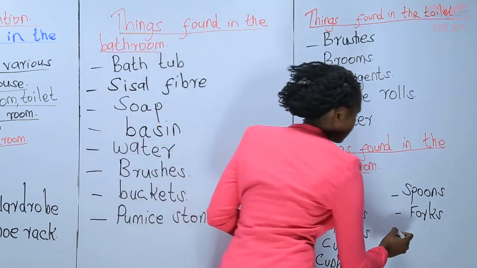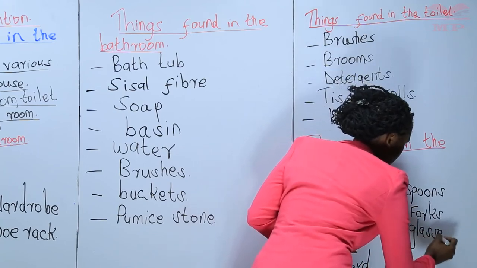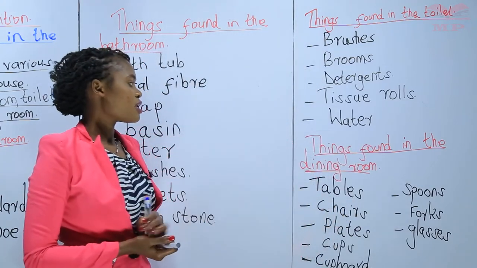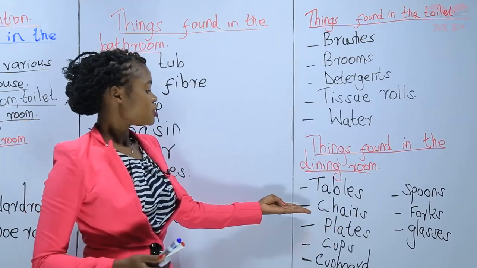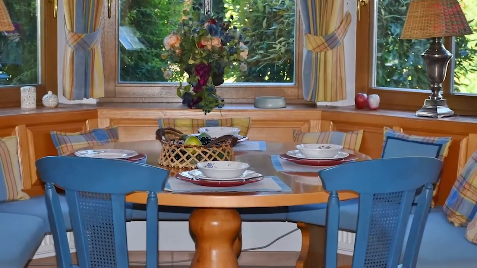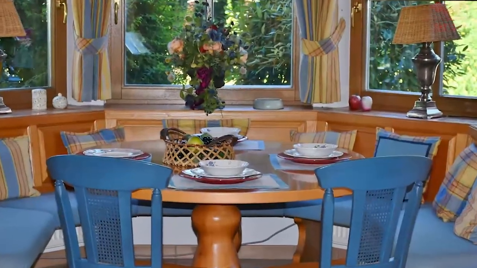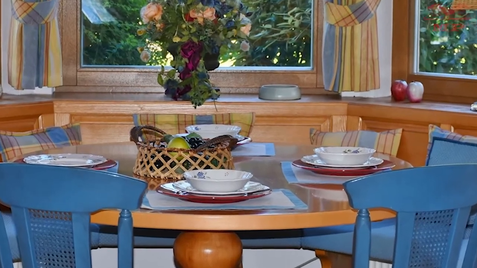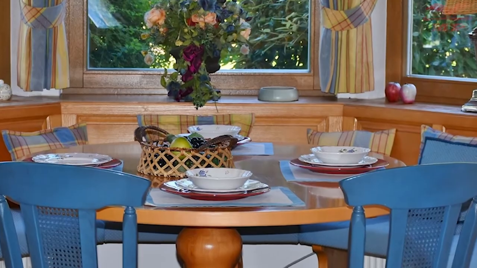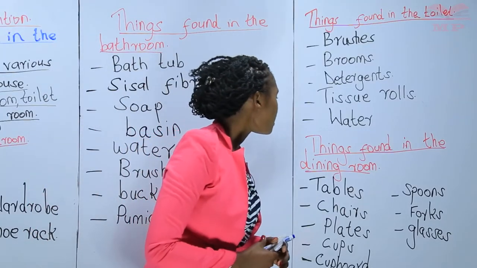And we also have glasses of water. Now you can use the glasses to take water or juice. So these are some of the things that are found in the dining room. We have tables, chairs, plates, cups, cupboard to store the cups and plates or even spoons. Then we have spoons, forks, and glasses. All the utensils that are found in the dining room are used to serve food. So these are examples of the things that are found in the dining room.